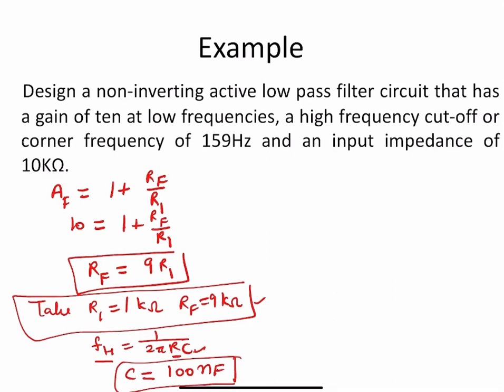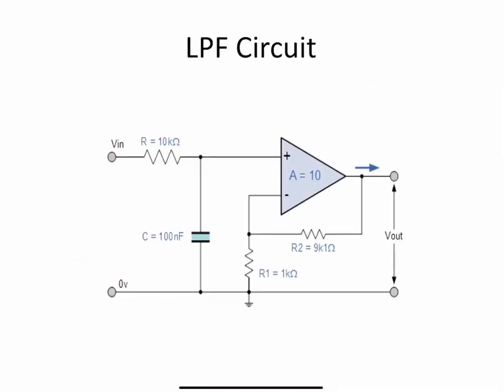Now design the circuit for the low pass filter. You can see here RF means R2. This is the feedback resistor which is 9 kilo ohm. R1 is 1 kilo ohm. Capacitor C is 100 nanofarad. R is 10 kilo ohm. A is 10, which is given. In this way, with all the parameters, you can design a low pass filter for any cutoff frequency.